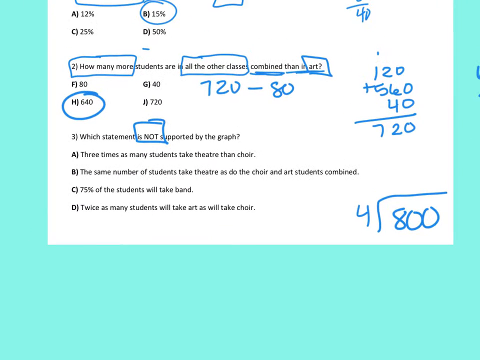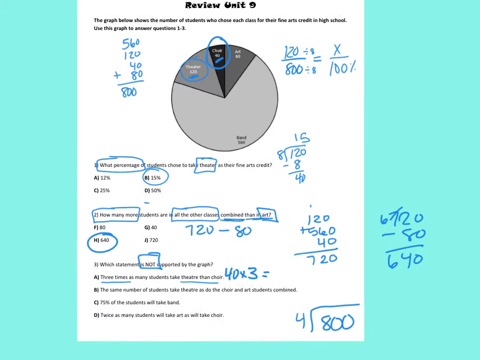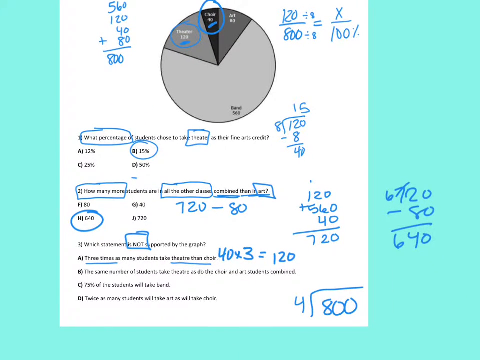But A, 3 times as many students take theater than choir. So if I multiply choir's number, which is 40, times 3 times as many, what do I get? 40 times 3. 120. So is that true? 3 times as many students take theater? 120 kids take theater, right? So that would actually work. But we're looking for one that does not work.